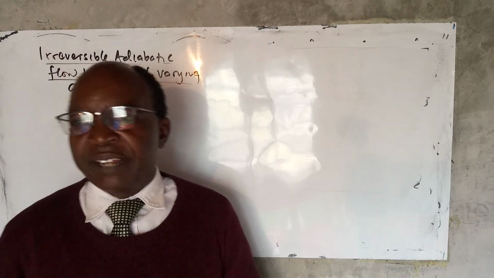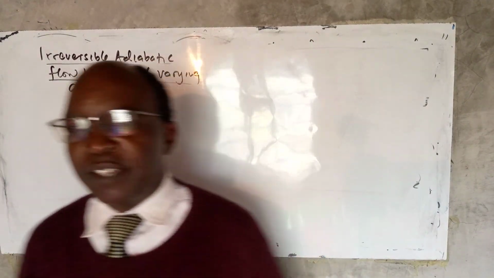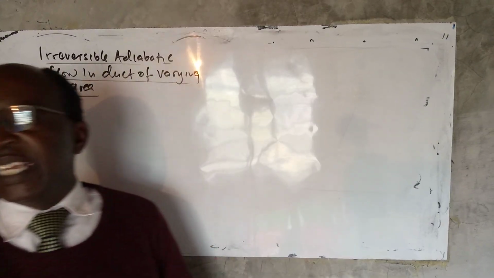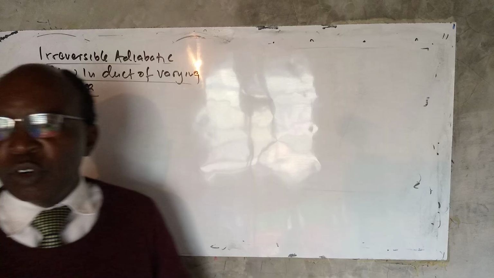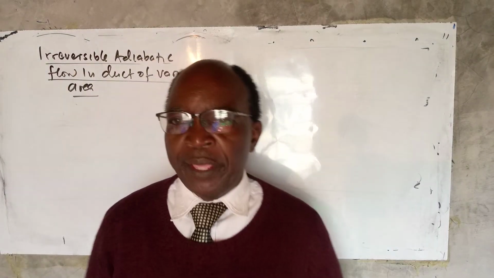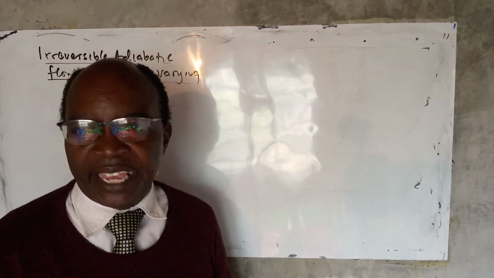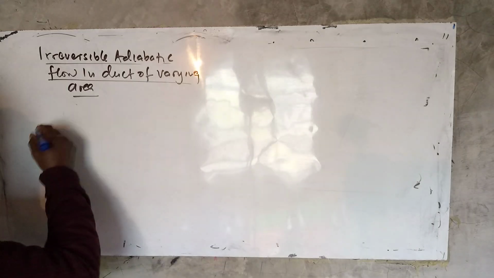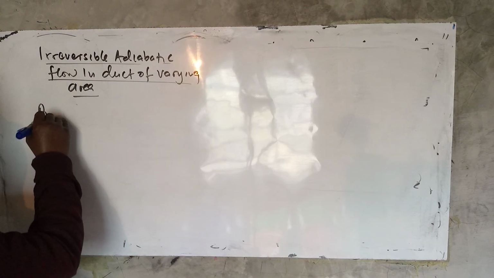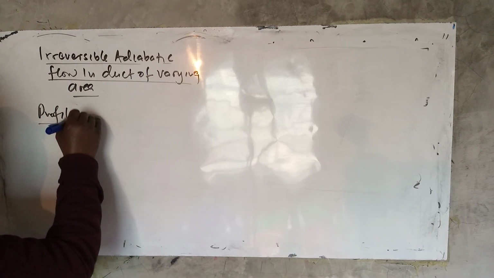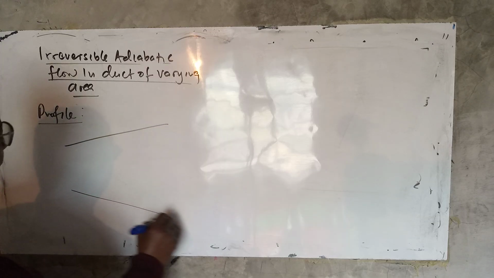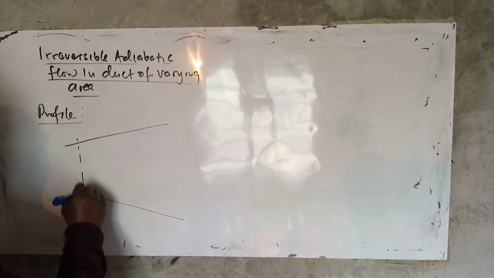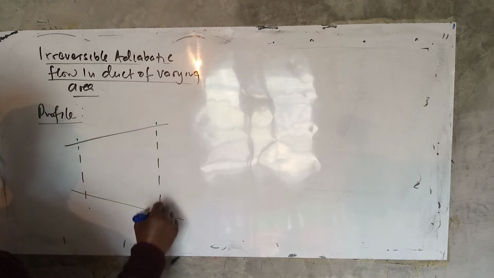Now, this is very, very important for us, and I believe you are going through our other lectures because we are building our concepts systematically. So we are going to look at reversible adiabatic flow in a duct of varying area. So the profile for this particular flow can be captured in this schematic, which we have seen in the past. We are dealing with ducts of varying area.